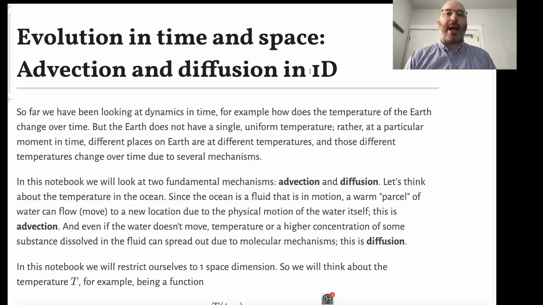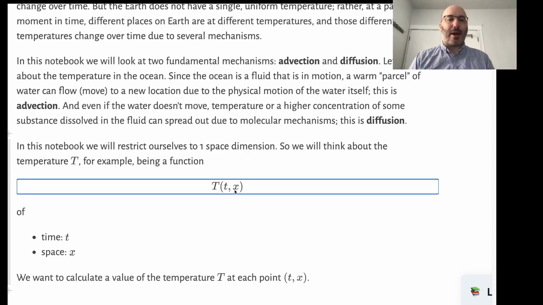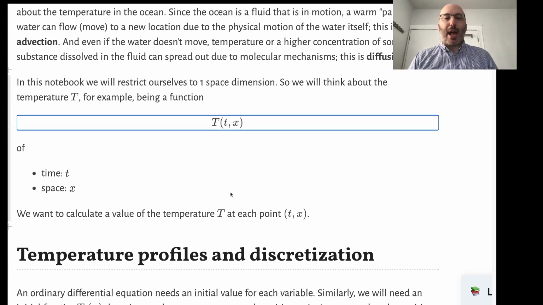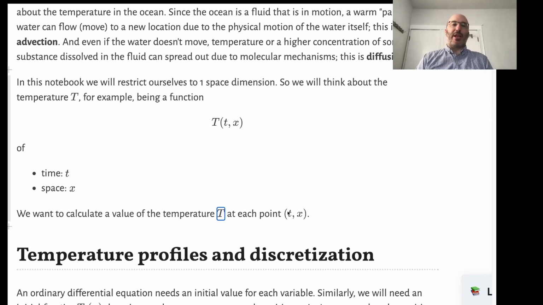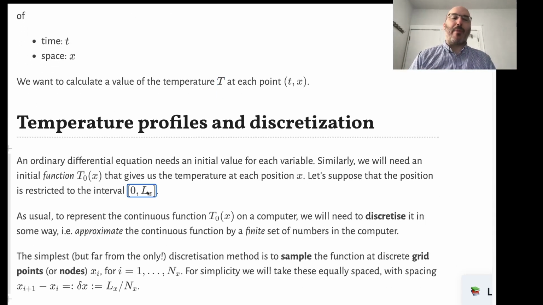So today we'll look at how to model that in one dimension. We're going to look at two effects, advection and diffusion, that determine how temperature changes in time and space. So we will think of the temperature, capital T, as a function of two independent variables now, t and x. Little t is time and little x is space. And so we want to calculate a value of the temperature T at each point t and x, so for all time and for all points x in some region. So we'll take the region as being from 0 to some capital L.